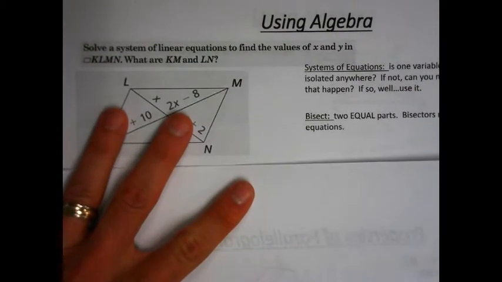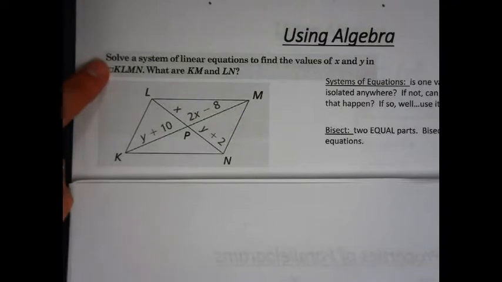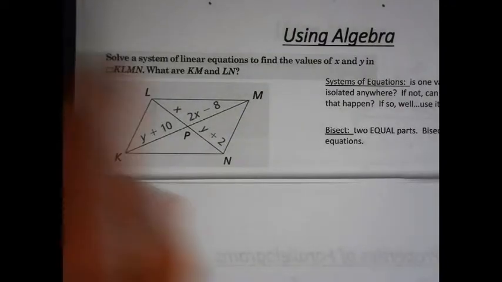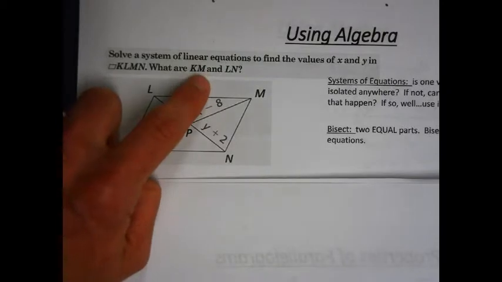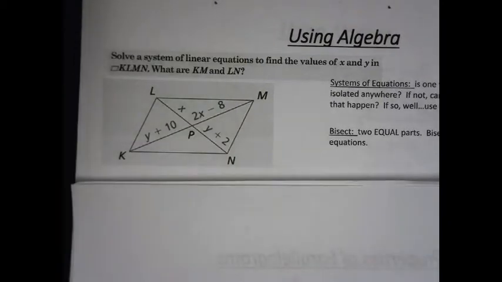So let's use algebra. We're going to solve a system of equations to find the values of x and y in this parallelogram. Okay? So the question is, what are the distances or the measures of the segment KM and LN? So we have all of this funky stuff going on. Now, how are we going to do this? Well, we're going to do a system of equations.